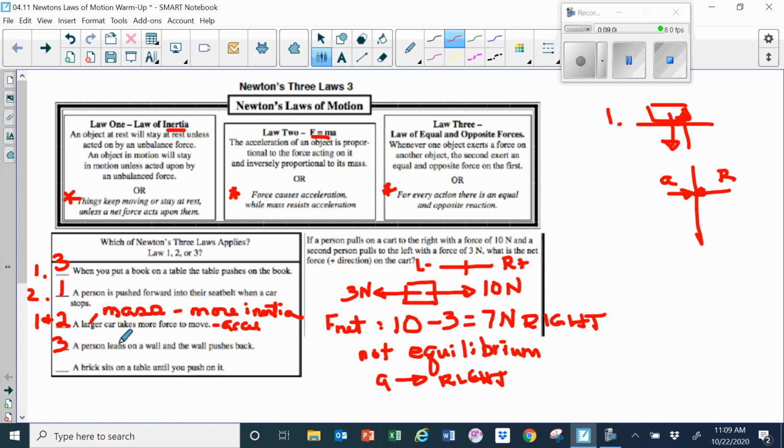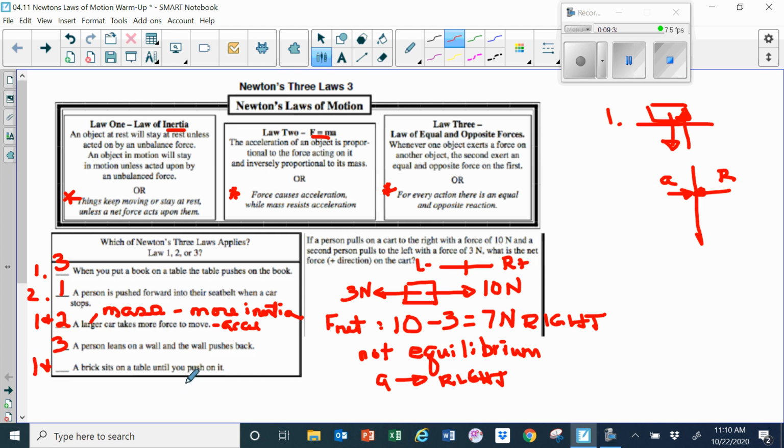Okay, last one. A brick sits on a table until you push on it. Well, this is, in my mind, another one of these 1 and 2 things, right? If it sits on a table, it's at rest, and until a net force acts on it, it doesn't want to move. So that's kind of an example in my mind that objects want to stay at rest if they're at rest unless a net force acts on them. So number 1 might be a good example for number 1.